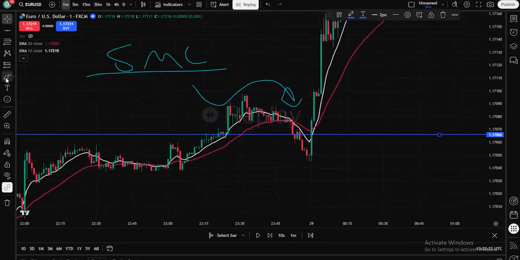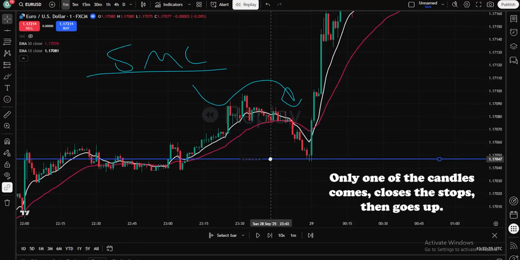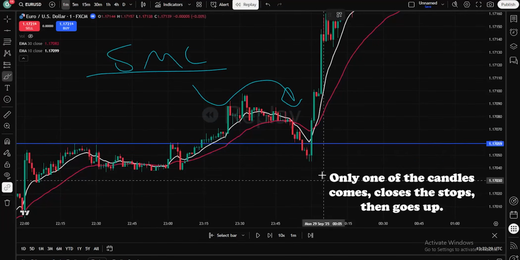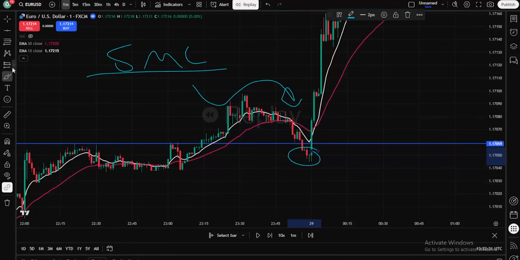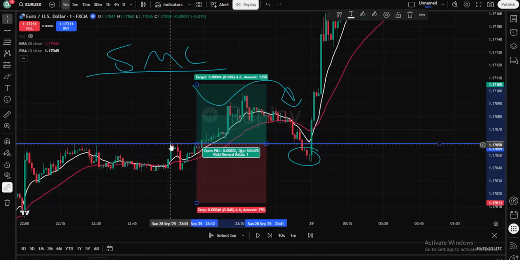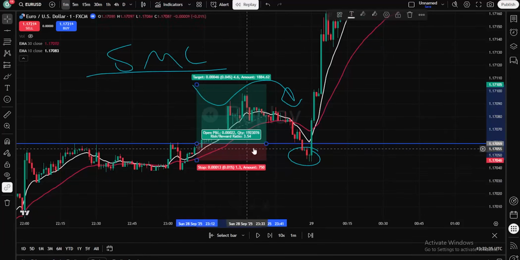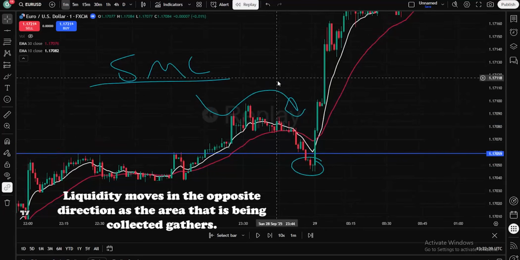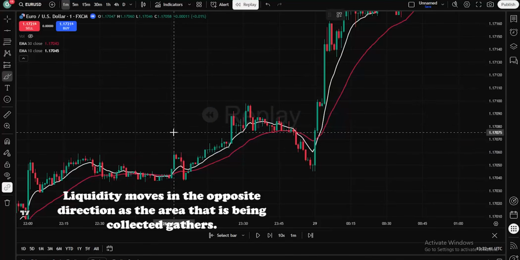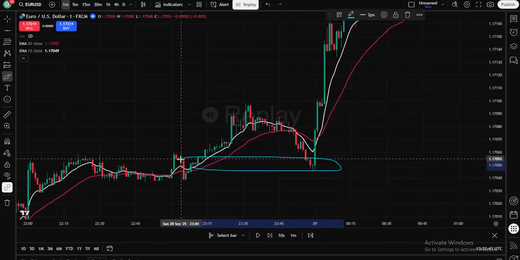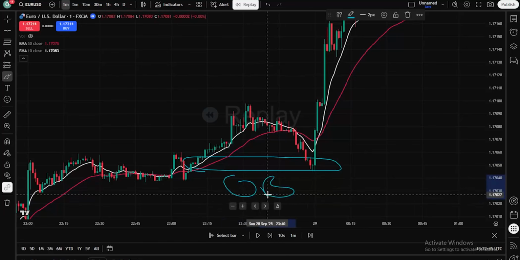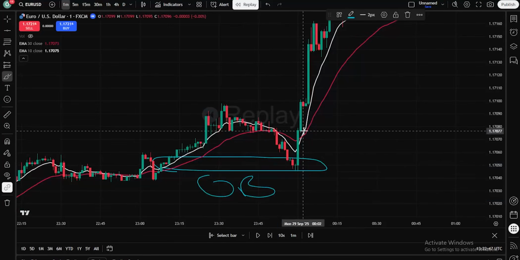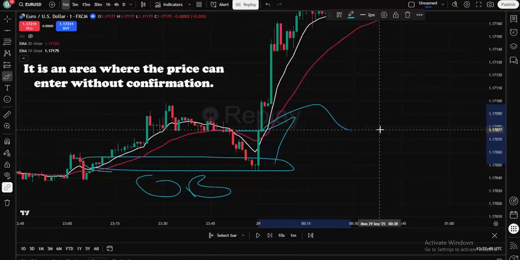SMC is actually the view of financial institutions and large banks towards the market. They are the ones who control the main flow of liquidity. Liquidity. The market is always looking for liquidity. For example, when all traders place their stop losses behind a ceiling or floor, the banks know that liquidity is concentrated there. Order blocks. These are areas where institutions have placed their large orders.